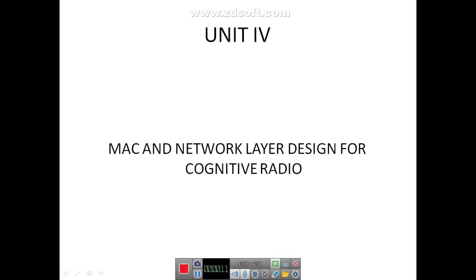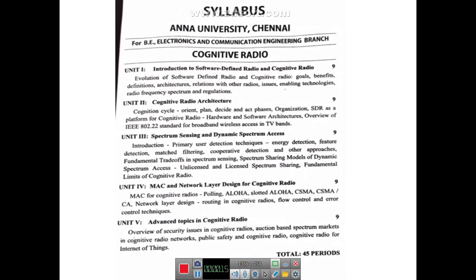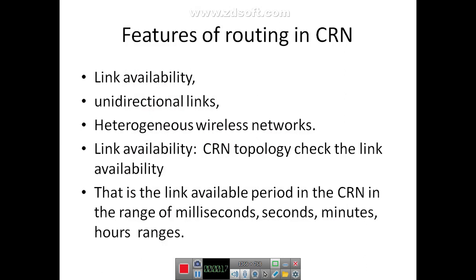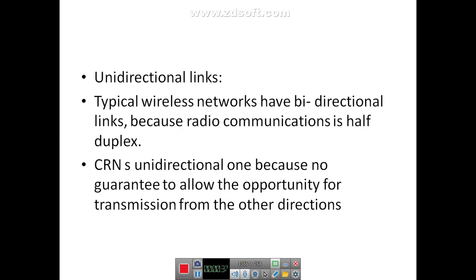Unit 4, MAC and network layer design for cognitive radio. Here are the features of routing in CRN: link availability, unidirectional links, heterogeneous wireless networks. What about link availability? In the CRN topology, check the link availability first. The link available period in the CRN is in the range of milliseconds, seconds, minutes, hours.